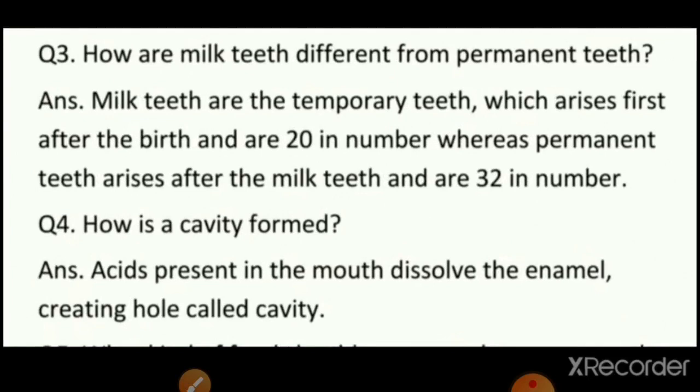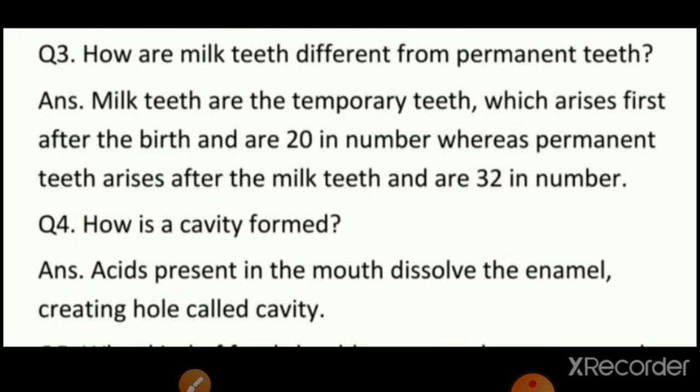How are milk teeth different from permanent teeth? Milk teeth are the temporary teeth which arise first after birth and are 20 in number, whereas permanent teeth arise after the milk teeth and are 32 in number.